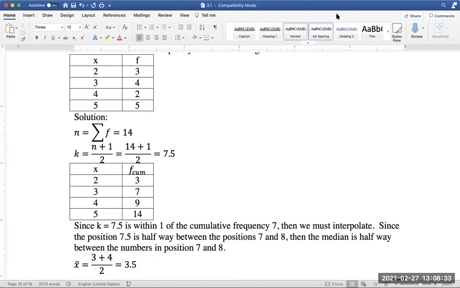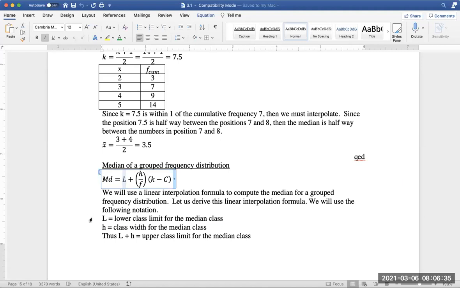Here L is the lower class limit for the median class. H here is the class width for the median class. F here is the frequency for the median class. K here is the position of the median, and C here is the cumulative frequency for the class preceding the median class.